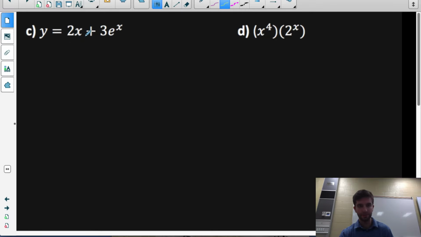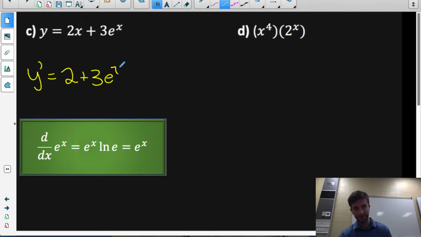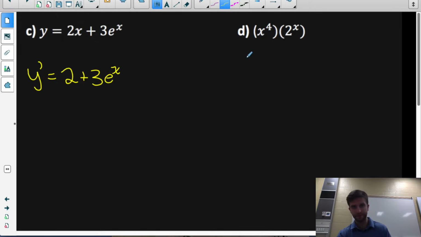Part C, 2x plus 3e to the x. So I can differentiate each of these terms completely separately. So the derivative of 2x is 2, plus the derivative of 3e to the x would be equal to 3 times the derivative of e to the x, which would be e to the x ln e, but ln e is 1, so I don't need to write that factor. Right? The derivative of e to the x is just e to the x.